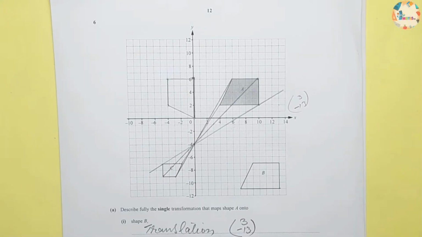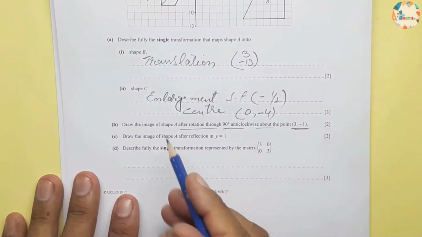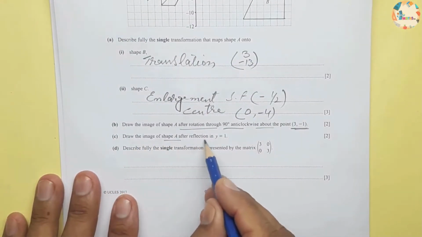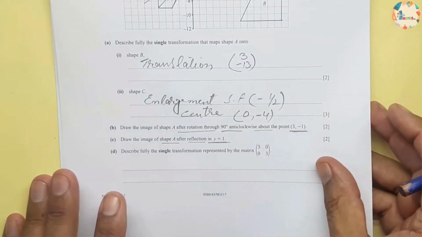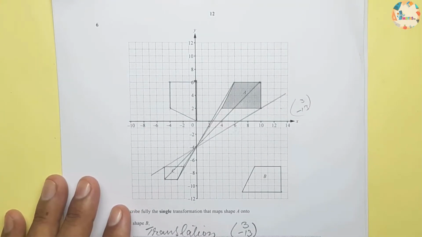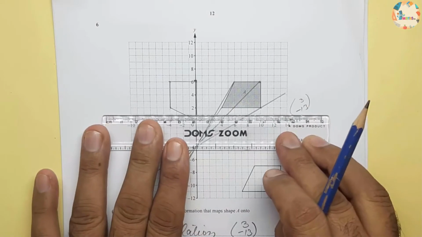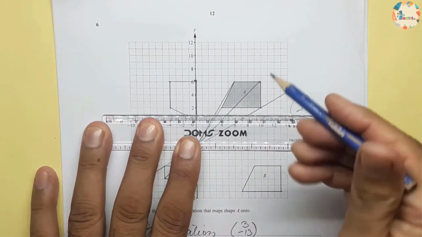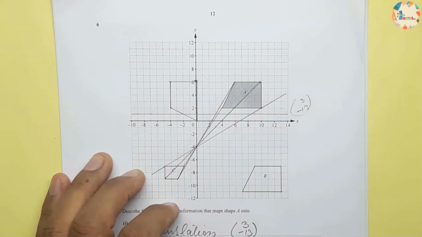Then they are saying C part. C part is this one. Draw the image of shape A after reflection in y is equal to 1. So reflection y is equal to 1. Y is equal to 1 is this line. So we can draw line y is equal to 1 will be this one.